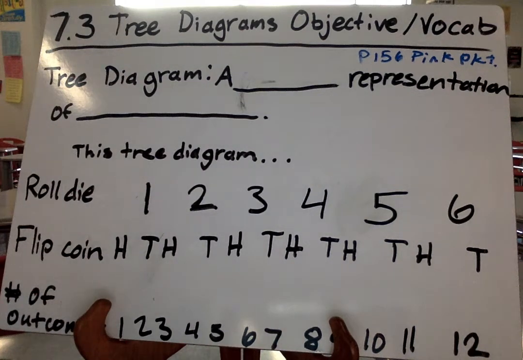Hello students, today we are going to be going over 7.3, tree diagrams. Our objective: I can use a tree diagram to determine the probability of an outcome.